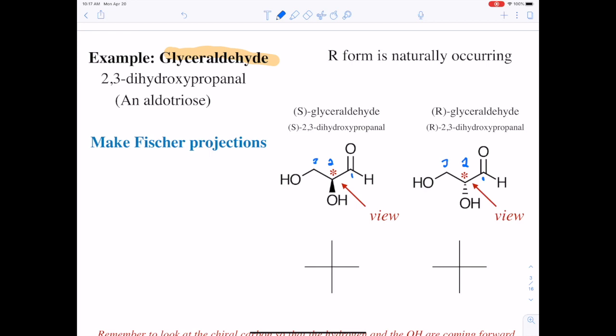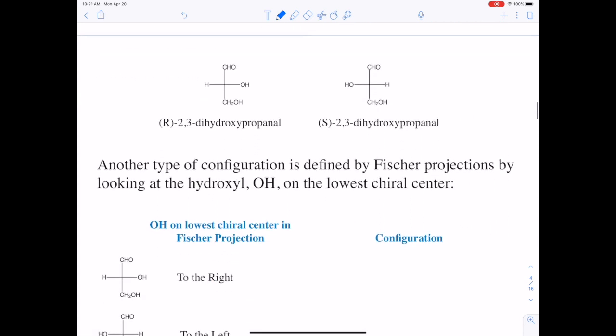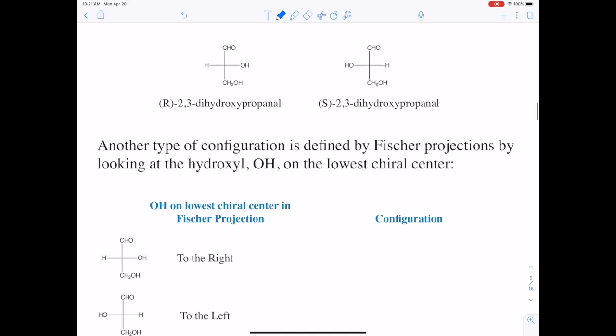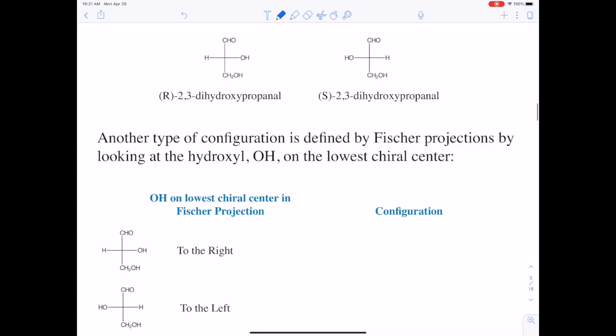There's one chiral center. So what we want to do is put carbon 1 at the top and carbon 3 at the bottom. The one on the left, the S form, remember there's an H there. If you were to view this from below, you would see the hydrogen on the right and the OH on the left. The R form, you would see the OH on the right and the H on the left. So there we have our two Fischer projections, one for S-glyceraldehyde, and one for R-glyceraldehyde. So here we have our two forms of glyceraldehyde, R and S, and we have the Fischer projections.